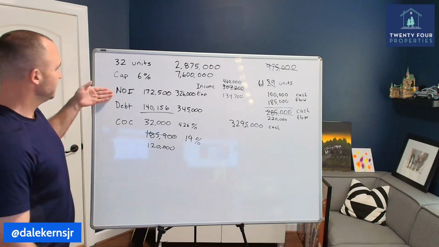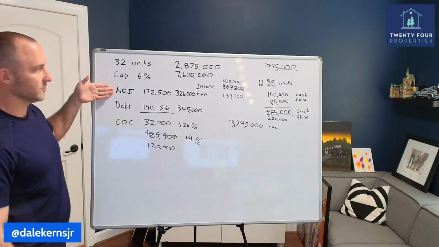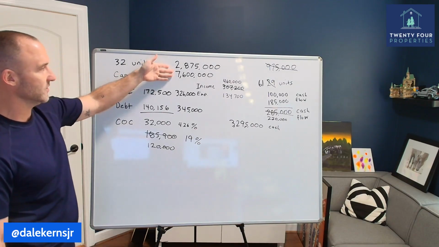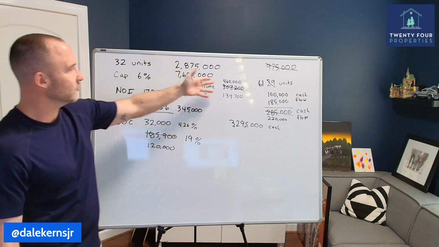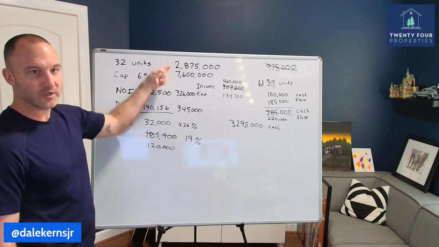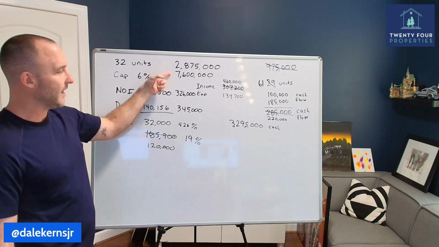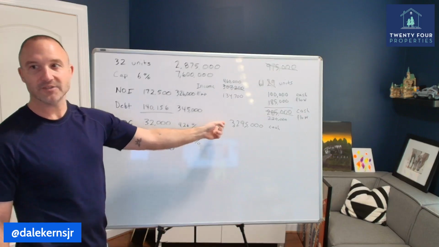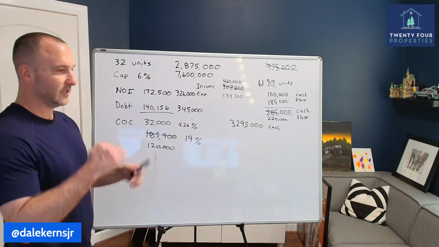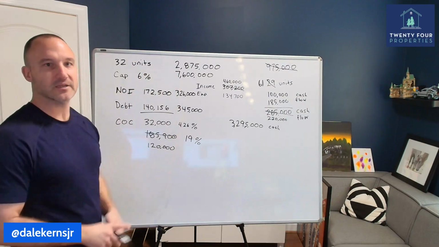So this is how to use the cap rate to find out what your NOI is, and then use the NOI to find out what your purchase price is. If you can increase NOI, you're going to increase the value of the property. And as you do that, that's how you pull cash out, buy other deals, and just keep stacking and stacking and stacking on top of each other.